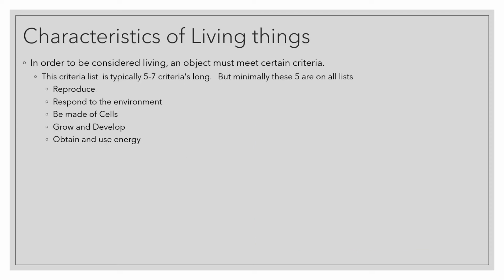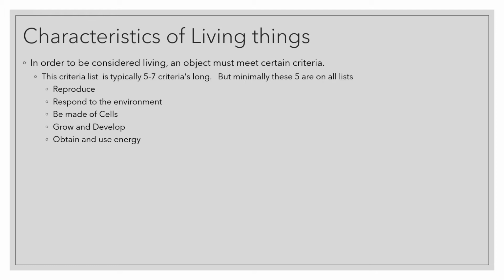So if biology is the study of life, then we need to understand what the characteristics of living things are. If we don't know if something's alive or not, we don't know if it fits into the category of biology. So in order to be considered living, an object must meet certain criteria. And this criteria list is typically 5 to 7 criteria long. If you were in my or Miss Foy's class in the fall, we went over 7 different criteria, but minimally, across the board, scientists are all able to agree on at least just 5.